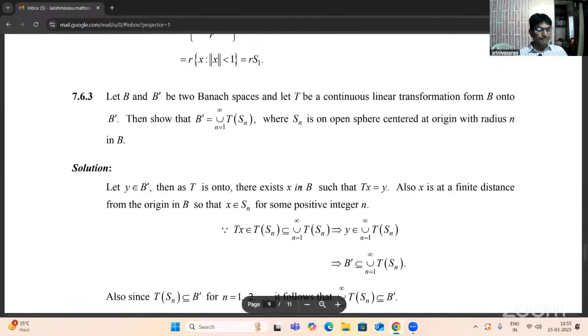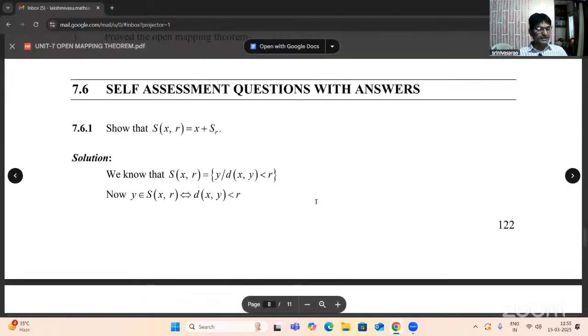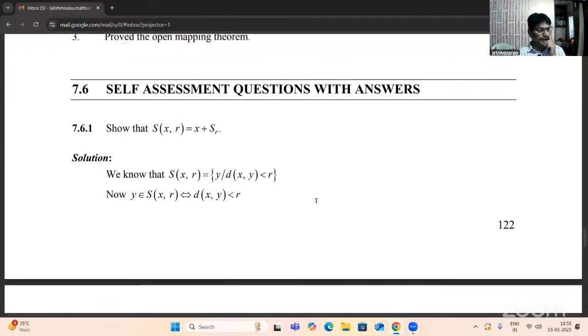This theorem is very important. It has been given a number of times. Now, in the recent paper, in the previous paper, it was given: short answer, S of X, R equals X plus S_R. S of X, R equals X plus S_R. How to prove this problem?